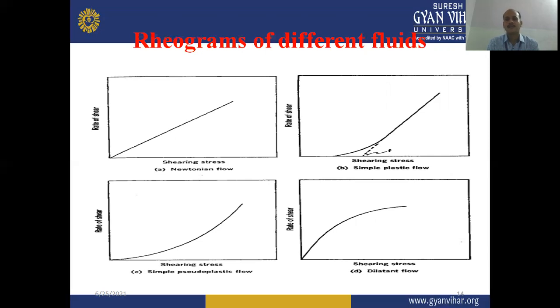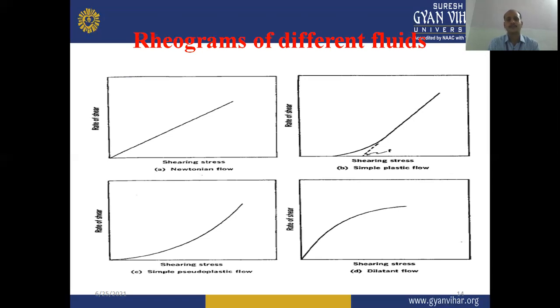This type of flow is known as simple plastic flow. And rheogram number three is the representation of pseudoplastic flow, where the curve is not linear, plotted again between rate of shear and shearing stress. And number four is the characteristic rheogram for dilatant flow, which is just inverse to pseudoplastic flow.